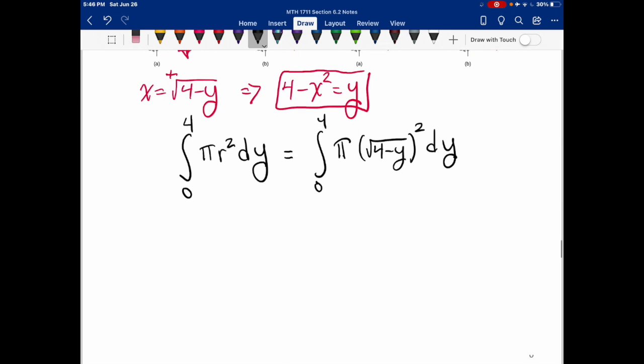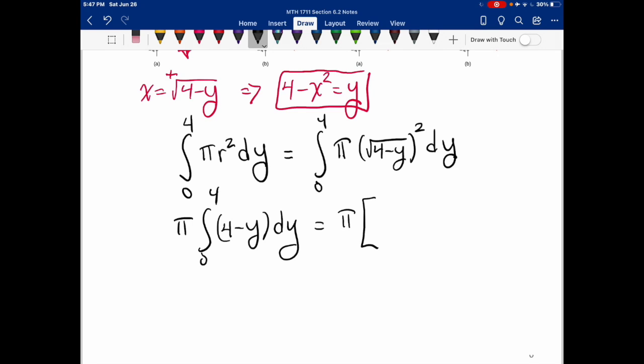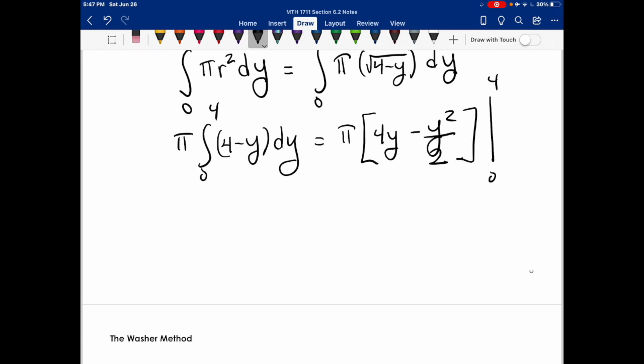And I'm going to replace my radius with my function. So I have the integral of the square root of 4 minus y, squared, dy. Now I can pull the pi out in front and simplify the square root of 4 minus y squared. That would be just 4 minus y dy. Now when I find the antiderivative of that, we're going to get 4y minus y squared over 2, and we're going to evaluate that from 0 to 4.